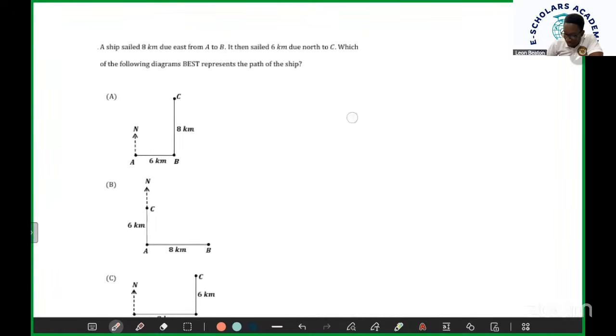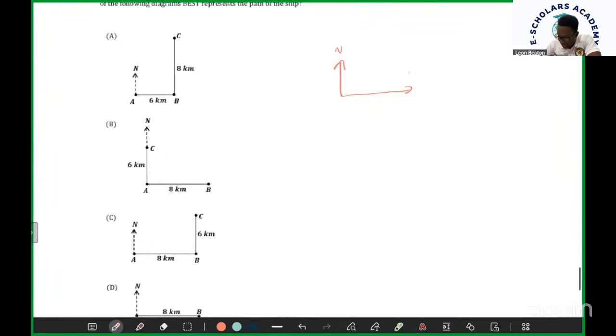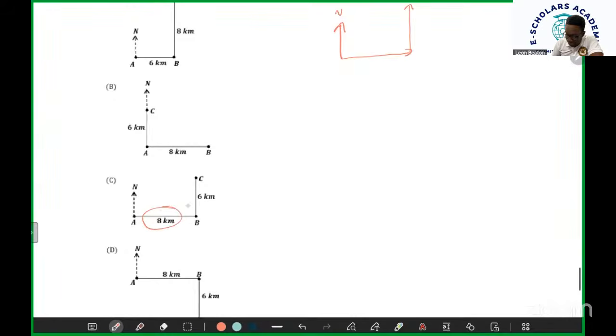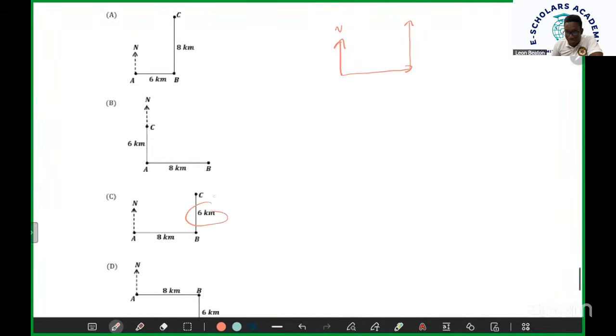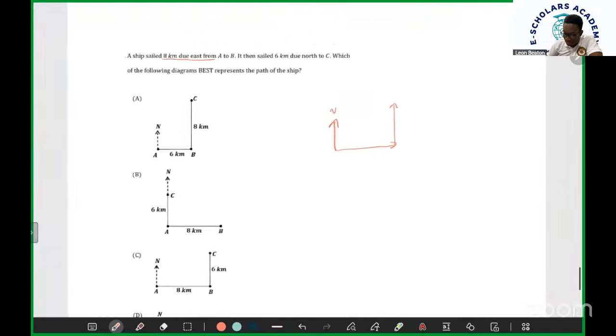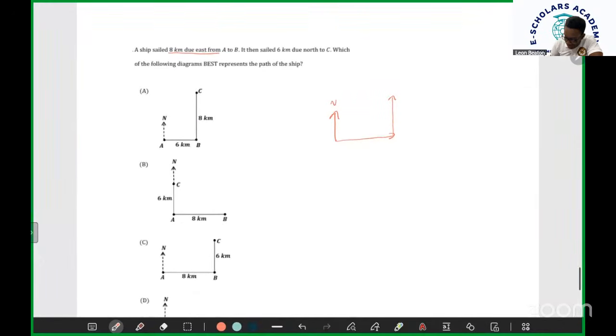Oh, I'm reading wrong. So it sailed 8 km due east. So this is north, this is east, so 8 km there. It then sailed 6 km due north. So let's see which one represents that. 8 km due east, and then 6 km due north. Let me make sure the measurements are there. 8 km due east, A to B, and then it sailed 6 km due north to C. So we'll take C as the answer.